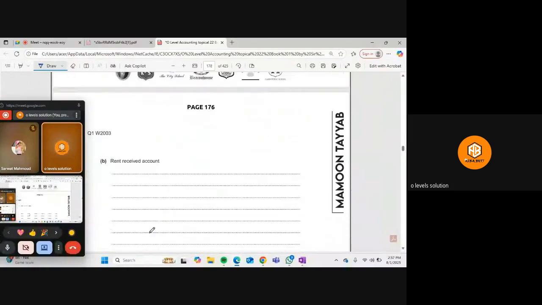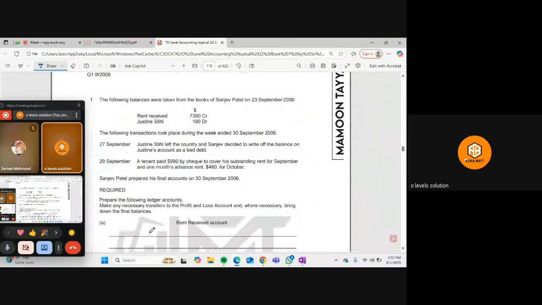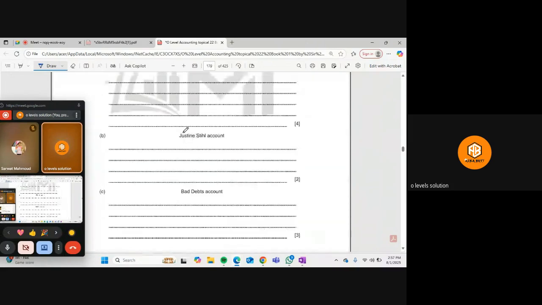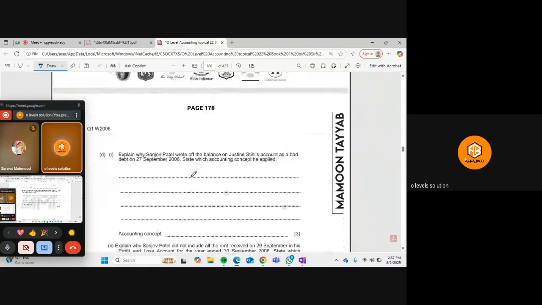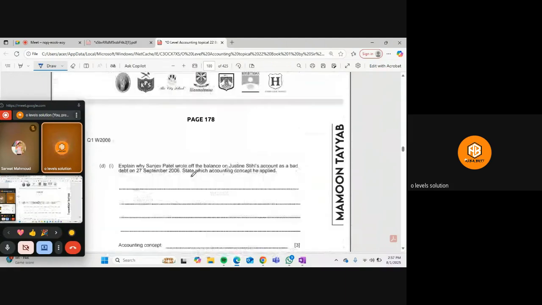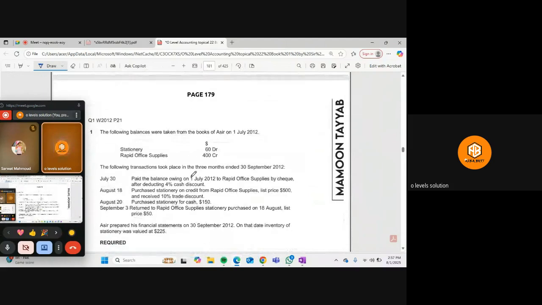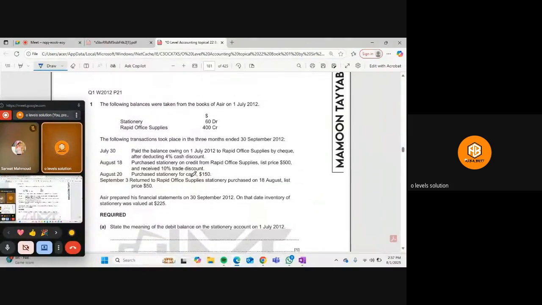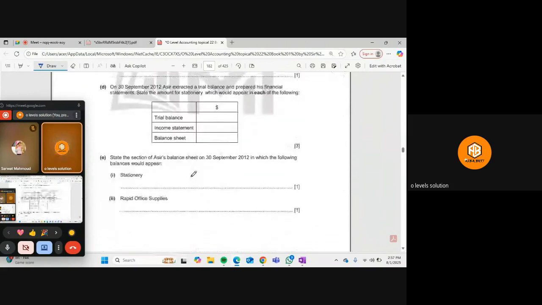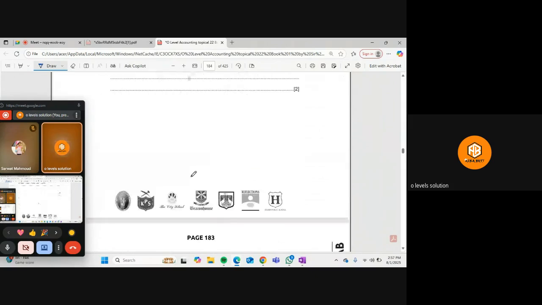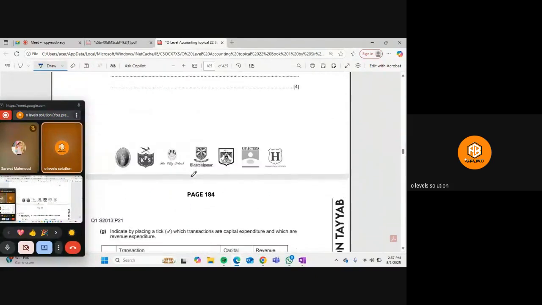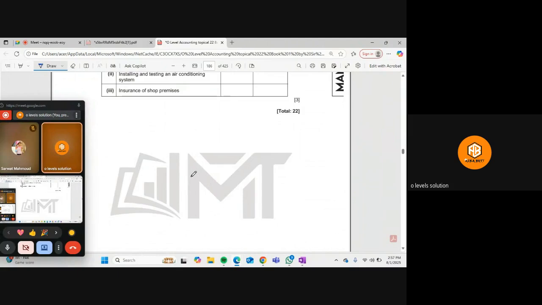But let me tell you which accounts you need to do. So you can do this one. Bad debts account is also part of it. You can write it in your notebook, like page numbers 177, 178, 179, 182, and 183. Yes, these are a few questions which you need to understand.